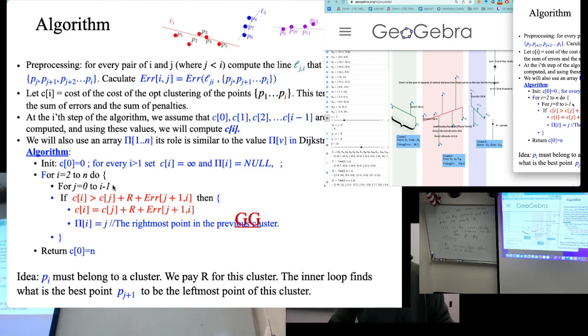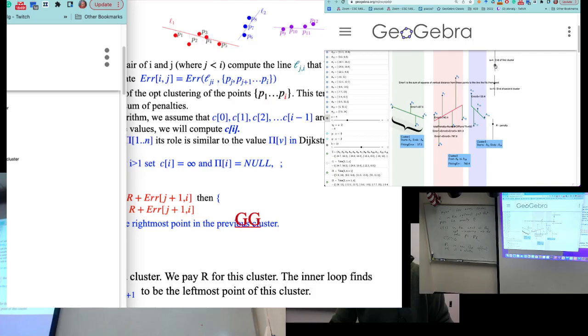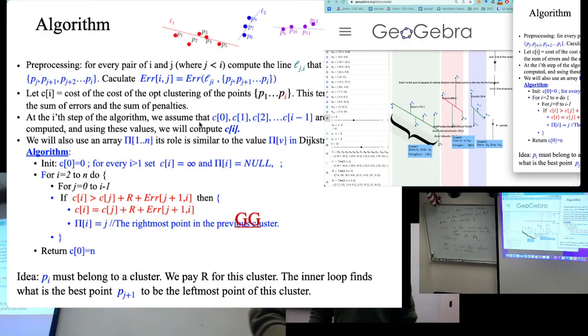Okay, so I'm checking all the values of J from 0 up to I minus 1, which is exactly moving J over there. And as I'm moving J, notice this cluster is becoming smaller, and the previous cluster or clusters are becoming larger and larger. For every such value of J, what is the cost that I need to pay? I need to pay R, because we just said P_I, the rightmost point, is the one that needs to pay the penalty of R. It needs to pay the penalty of R.